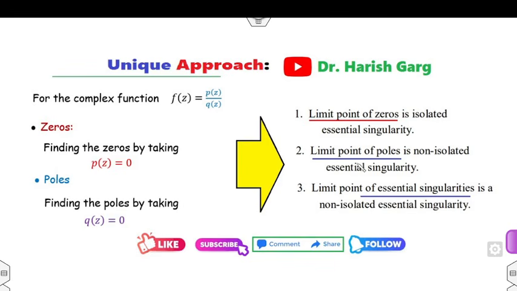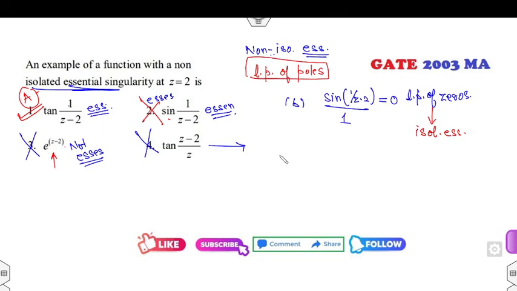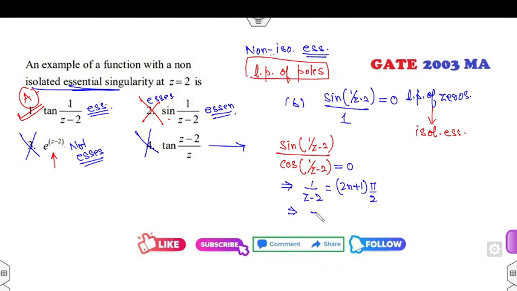You can remember that the limit point of the pole always gives you the non-isolated singularities. Pole means denominator 0. Limit point of the 0 means isolated singularity. But if you want to check how you can do that, I can write this in the form P over Q. Fine. Now, what is the limit point of the pole? I can substitute the denominator as 0. Cos value will be 0 only when it's (2n plus 1) pi over 2. So can you find the value of z?